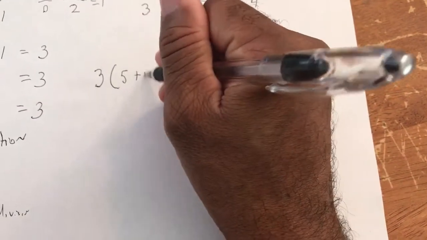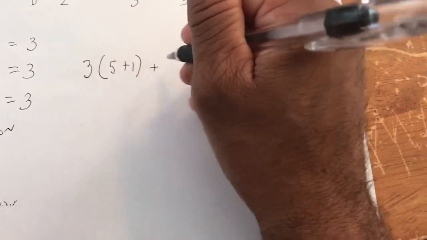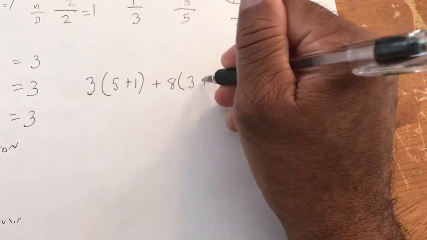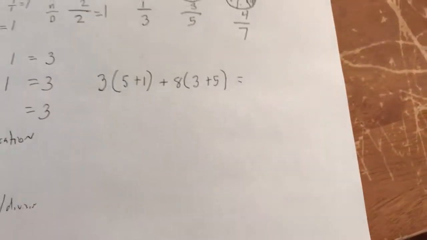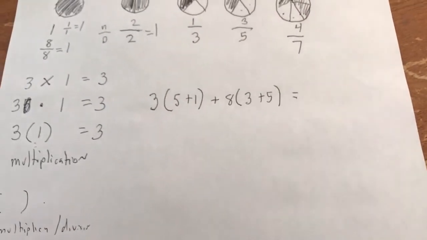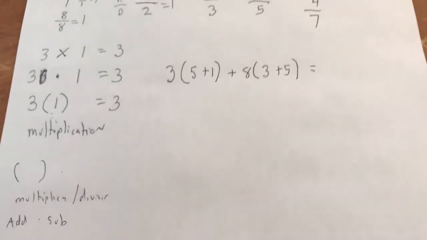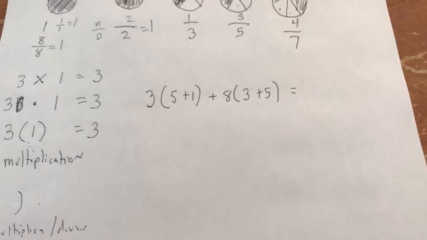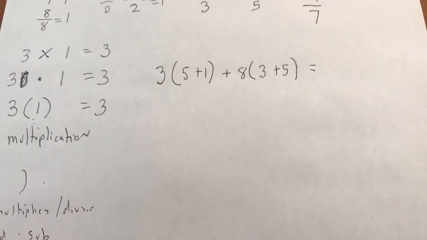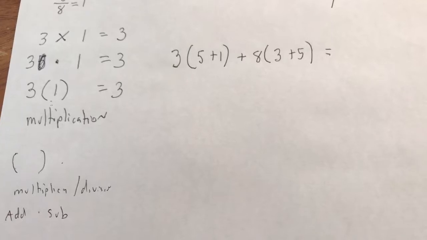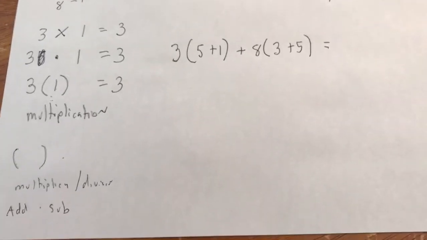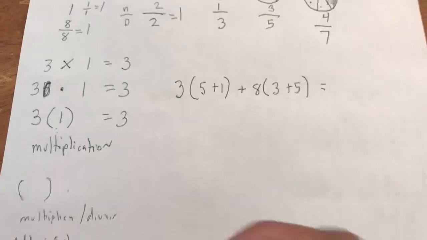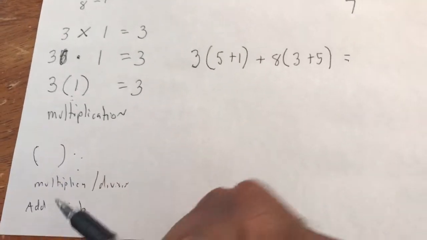So if we had something like 3 times (5 plus 1) plus 8 times (3 plus 5) equals. If you come across this on an exam, you figure out, well, what do I do? Well, we know that parentheses means multiplication, but then we need to understand the order of operations, and that's our second rule: parentheses, multiplication, add. So this is how we're going to solve the problem.